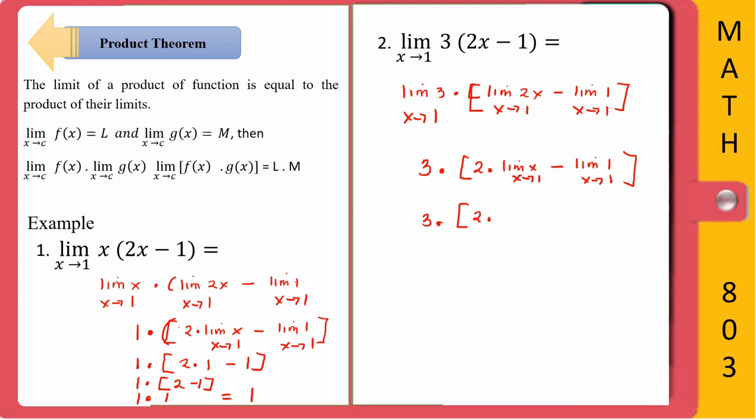And then the limit of x as x approaches 1 is an example of identity. So we have 1 minus 1. Then it becomes 3 multiplied by, applying the order of operations, 2 times 1 is 2 minus 1. So we have 1. So therefore, 3 times 1, the final answer will be 3.